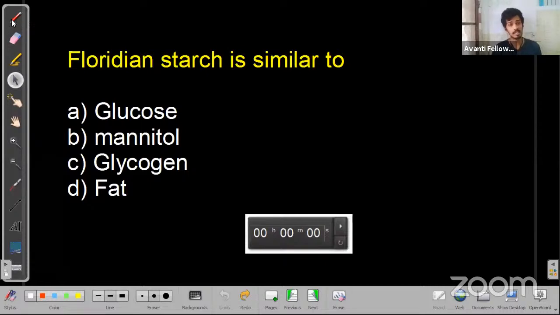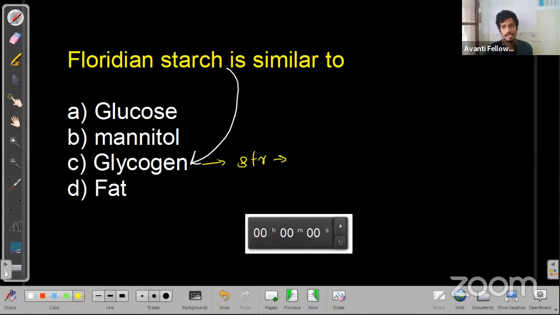So Floridean starch looks similar to glycogen. On what basis are we saying it is similar to glycogen? Can anybody answer? Yes, correct, the structure. Absolutely correct, Chetana, Deepika. It has a branched structure. Based on that, we are saying that Floridean starch is more related to glycogen.